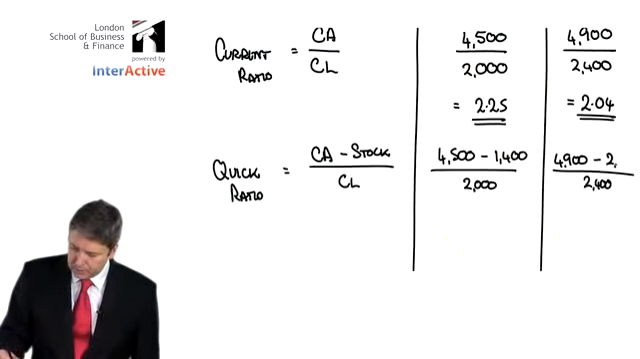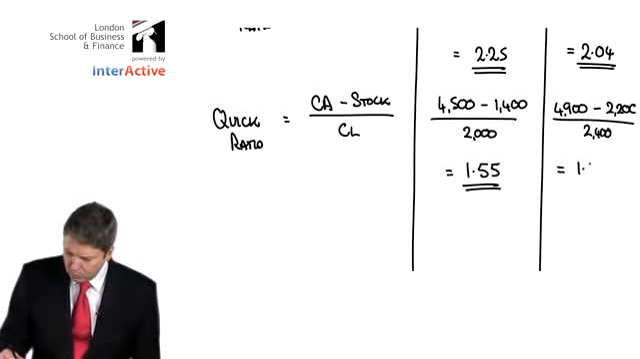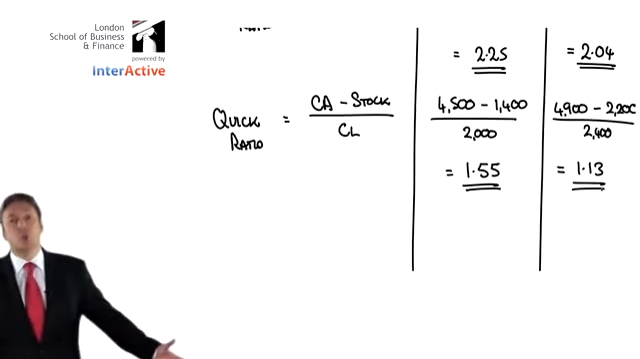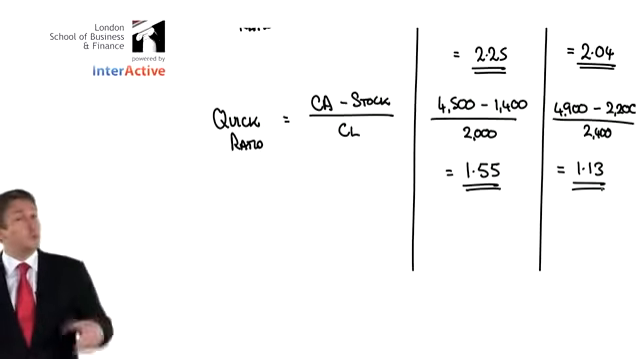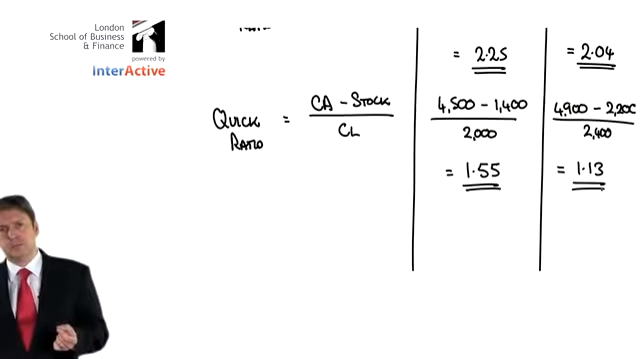1.4 and 2.2 million. Therefore, we end up with 1.55 and 1.13. Now, the question is: is this good or is this bad? You know that when it comes to ratios, we really want to compare this to a sector average.